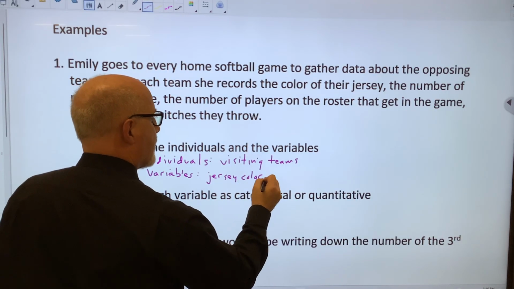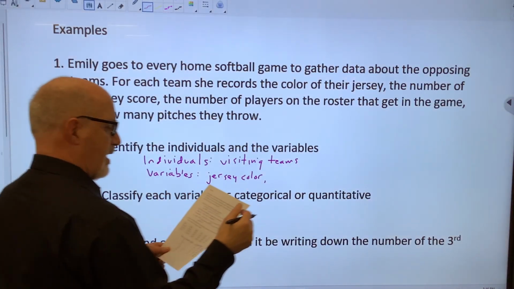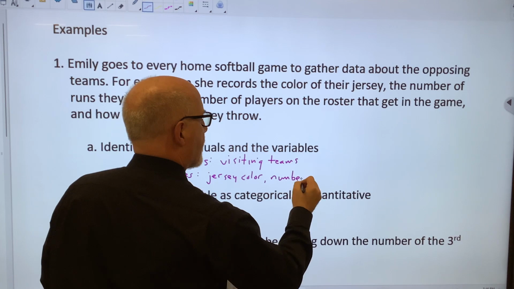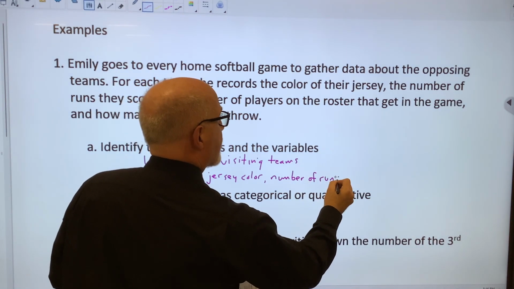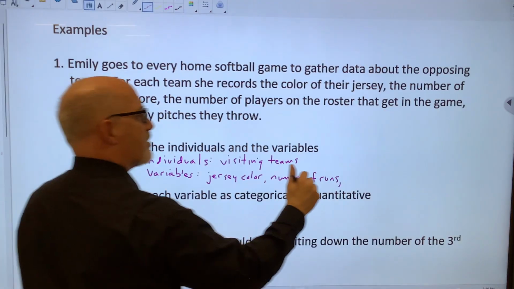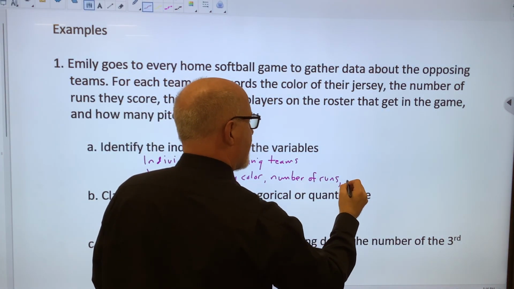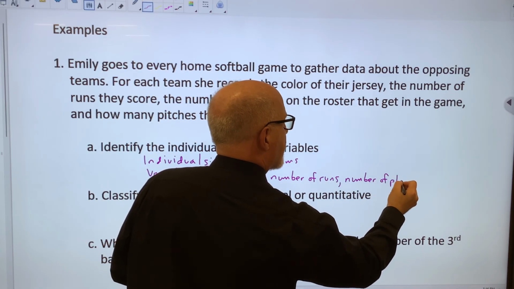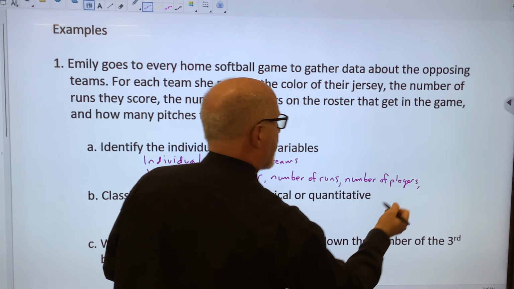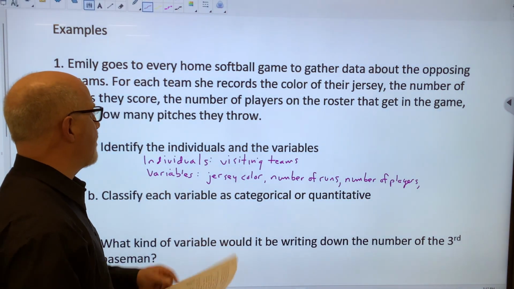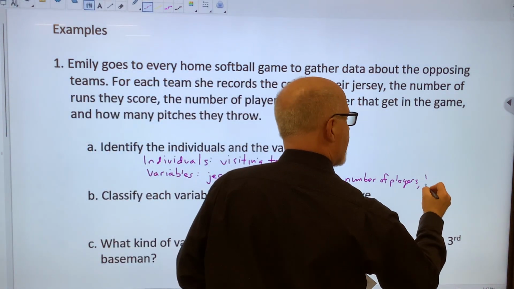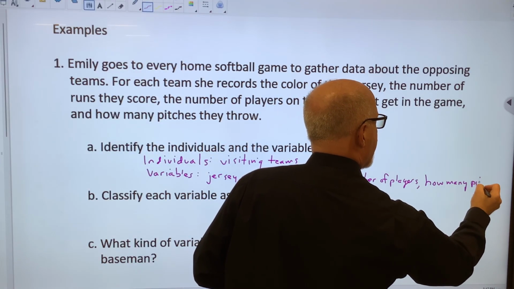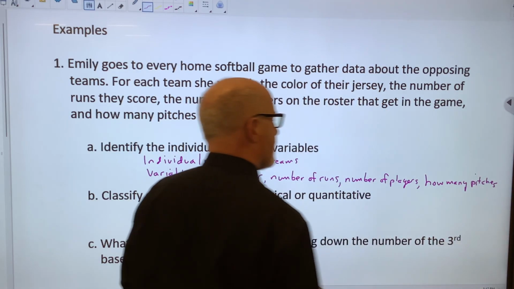Okay, the second one is the number of runs. The third one is the number of players that get into the game. I'm going to abbreviate that as just the number of players. Okay, and the last one is how many pitches. That's the data we are gathering from each of the teams that are visiting, that Emily is gathering.